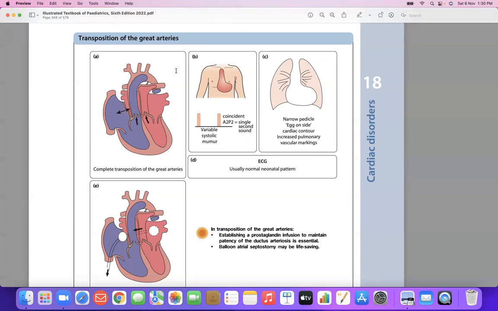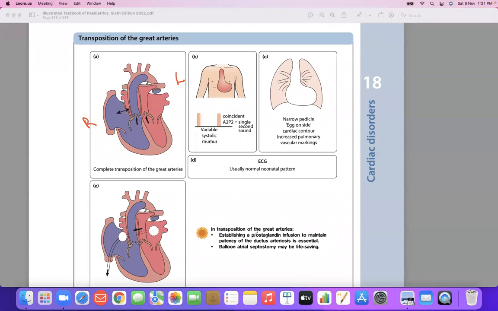So can you see the picture of transposition of great arteries here? It's very clear, so you can remember better. This is the right heart and this is the left heart. Now what has happened here? Transposition. The aorta is arising from the right heart and the pulmonary artery is arising from the left heart. And also there is a VSD here. If there is a VSD and mixing of blood, it is very good for us. But if there is no VSD, you will make a VSD here.